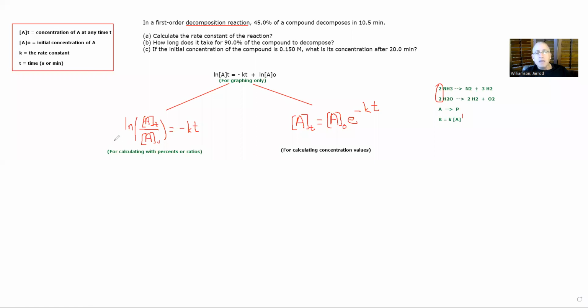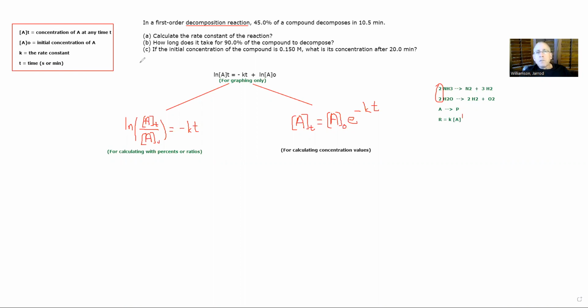What do these things mean? At means the concentration of A at any point in time. A naught is the initial concentration of A, meaning at the beginning of the experiment or the beginning of whatever you're doing. That means at time t equals 0. k is the rate constant. t is the time, typically measured in seconds or minutes. Sometimes you'll see it in hours.